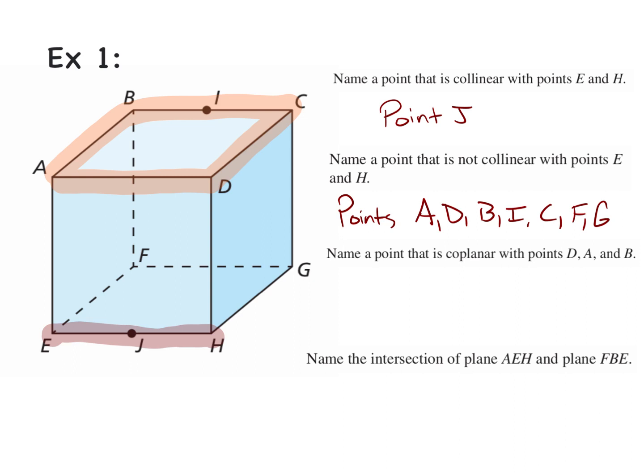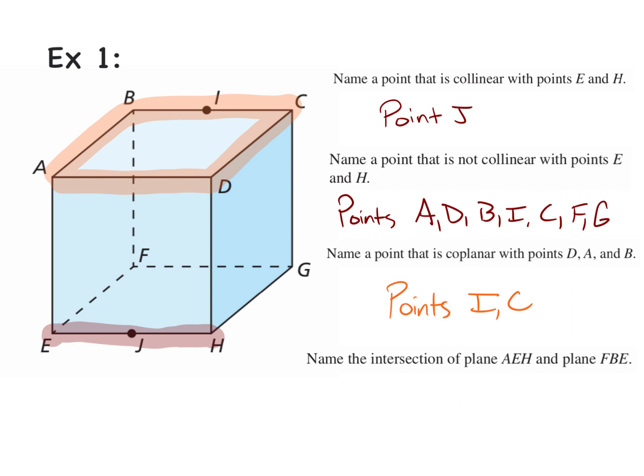What point is coplanar on that same plane with D, A, and B? Points I and C. Because if you look, all these are on the same plane. So I and C fall in that category. Okay.